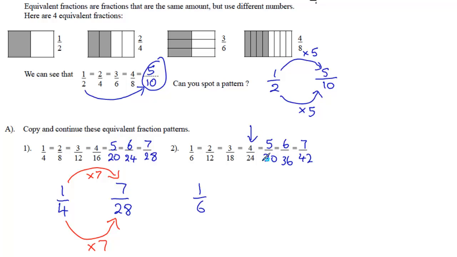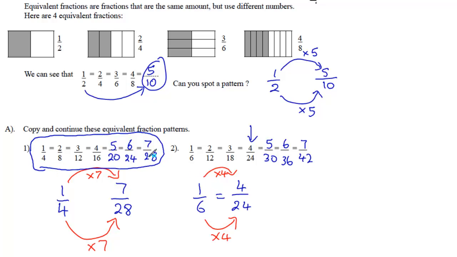So for example here, if we wanted to express it out of 24, then we have multiplied the denominator by 4. If we do the same to the numerator, then we do get 4/24. These are all called equivalent fractions because they're all the same as a quarter, just represented differently.